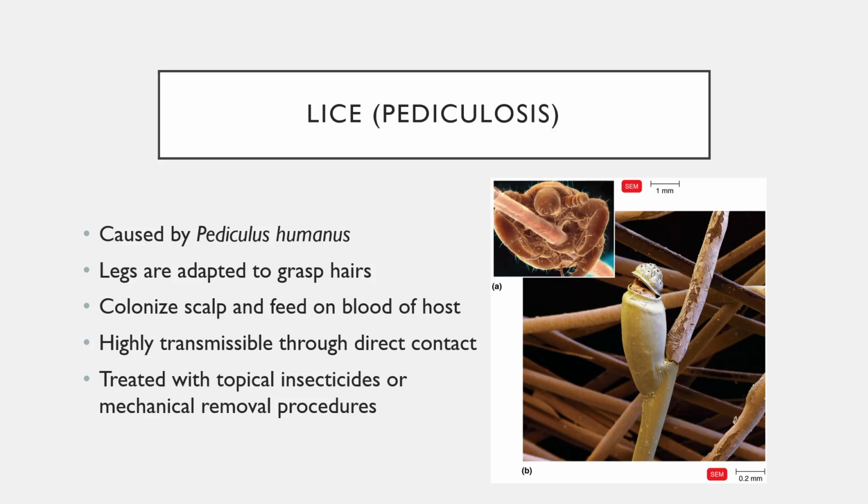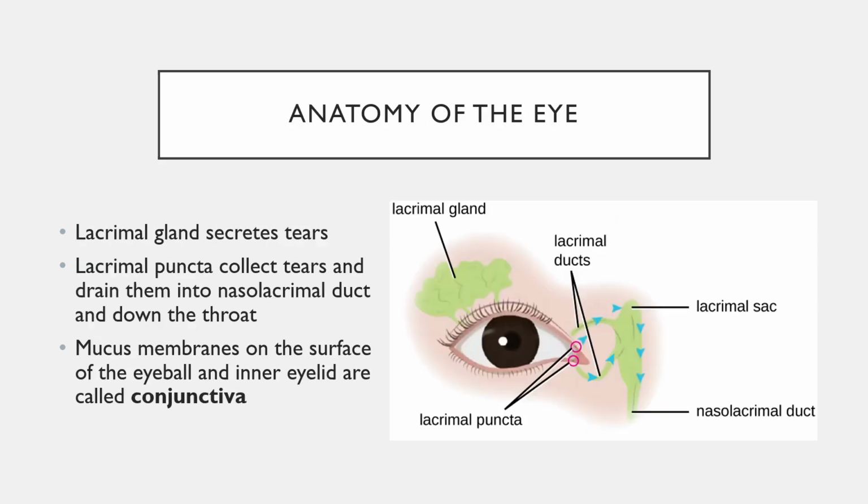And now, at the very end of this lecture, we're going to go over some of the more common infections that are seen in the eye. So the anatomy of the eye, just to go over a few basics, includes lacrimal glands that secrete tears up at the top here, and lacrimal puncta, which collect those tears and then drain them into the nasolacrimal duct, which passes down the throat and into the stomach.